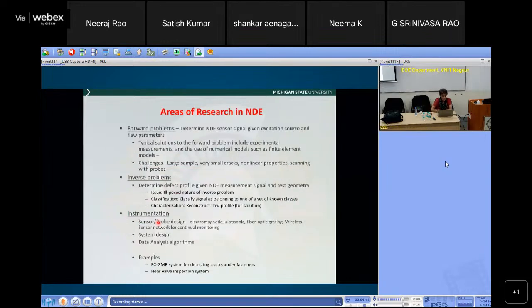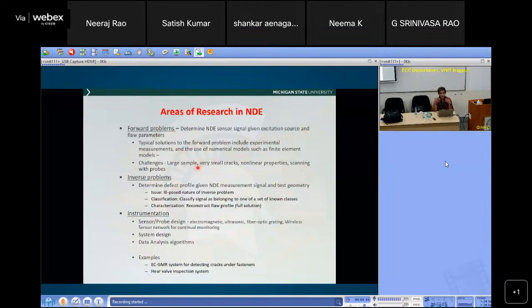So the areas of research here in the forward problem, as I described, you want to determine the NDE sensor signal given the excitation source and given the defect. You know there is a sample, you know what the defect shape and size is, and what kind of signal will be produced by this situation.